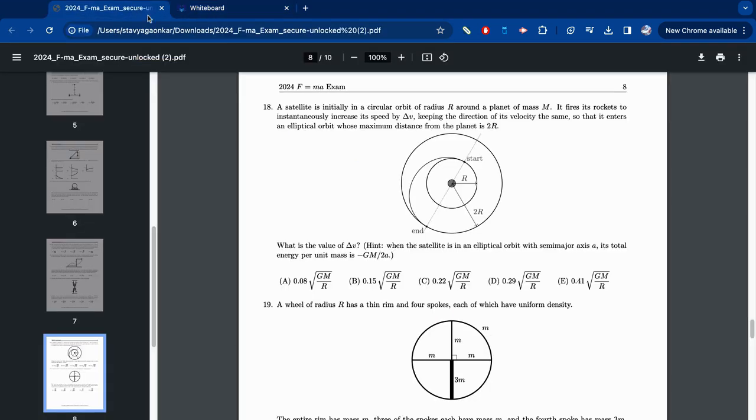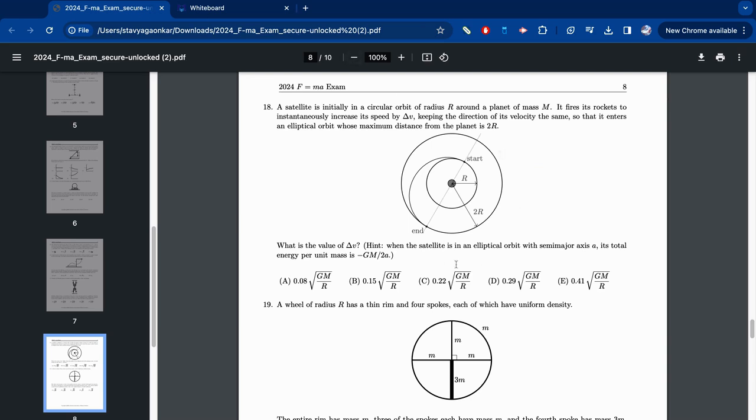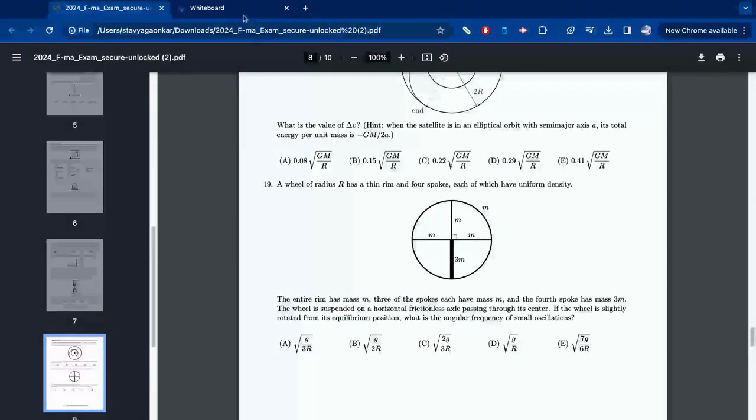Since it's asking for it in terms of root GM over r, we can plug this into our calculators and get that it is 0.15 root GM over r, which is B. Okay.